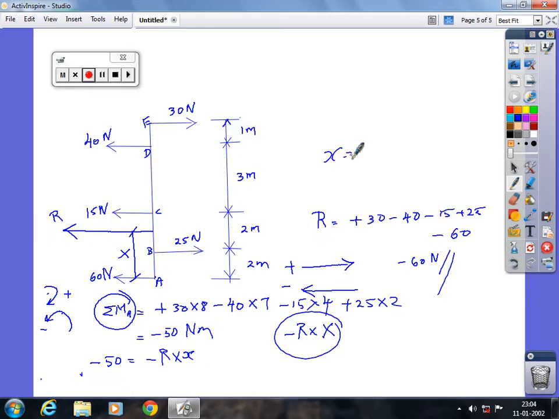X is going to be equivalent to how much? It will be 50 divided by 60. Check it. 50 divided by 60, it will be 0.83. Please check. Have you got it? Okay, 0.83. X should be equivalent to 0.83 meter. So the distance from here to here is going to be 0.83 meter. That is going to be the correct answer. Just have a check, and if you're not getting it, I'll come to your place and explain.